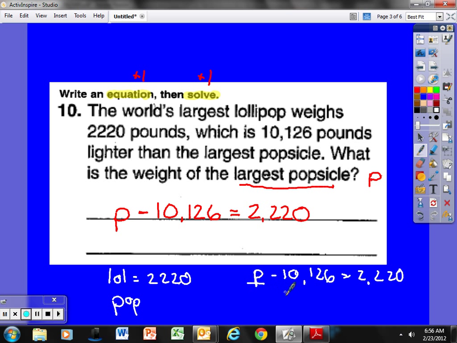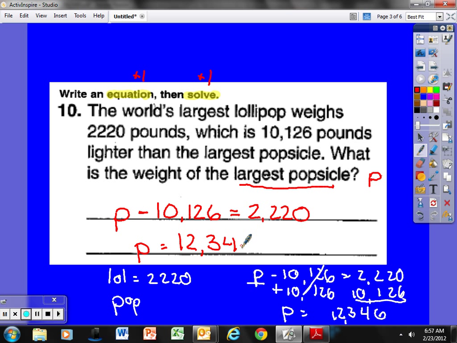Okay, I want to isolate the P. I want to solve for popsicle. I don't need this 10,000 over here. So to get rid of it, I do the inverse. I add. So I add to both sides. That cancels out. I'm just left with the P. That gives me 6, 4, 3, 2, 1. That tells me that the world's largest popsicle, so then we have P is equal to 12,346 pounds. That is one large popsicle.